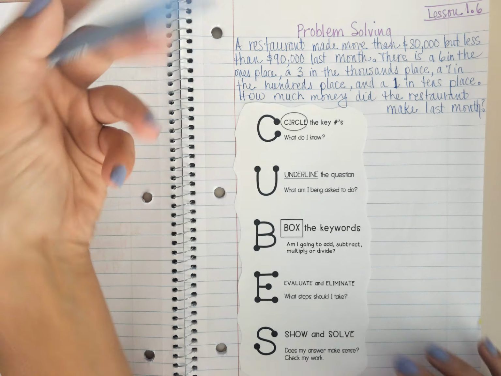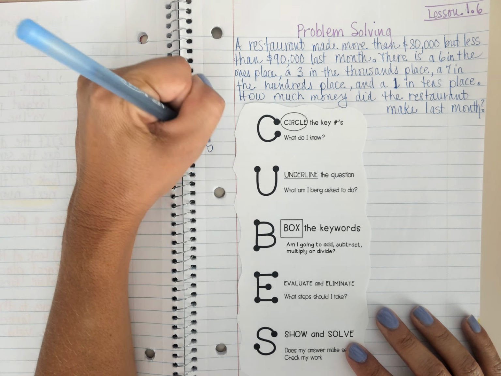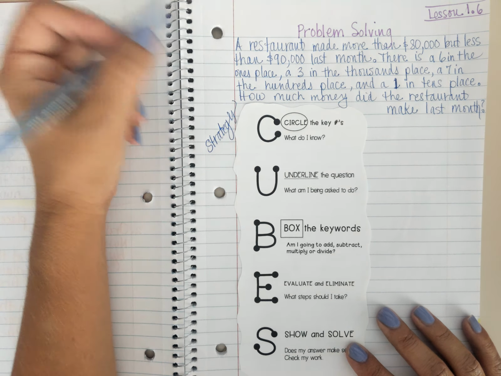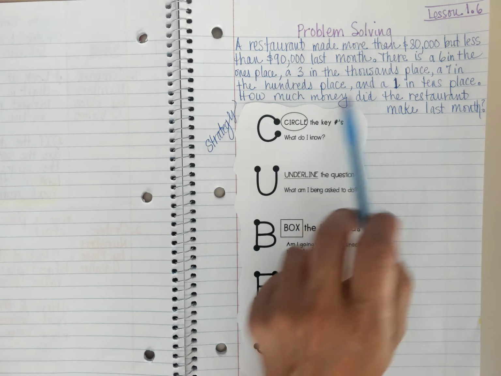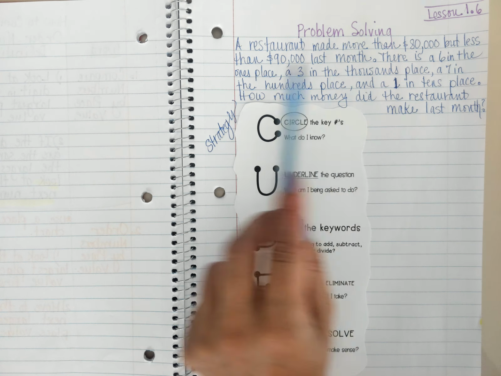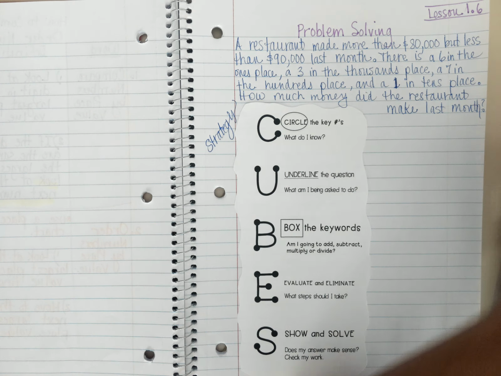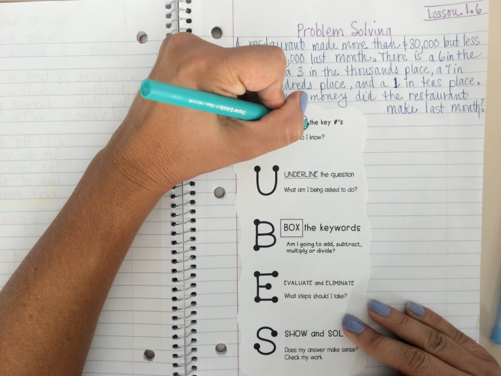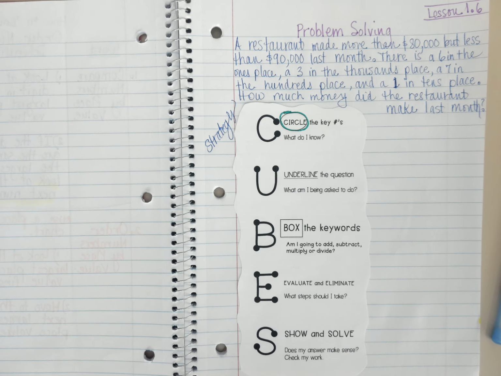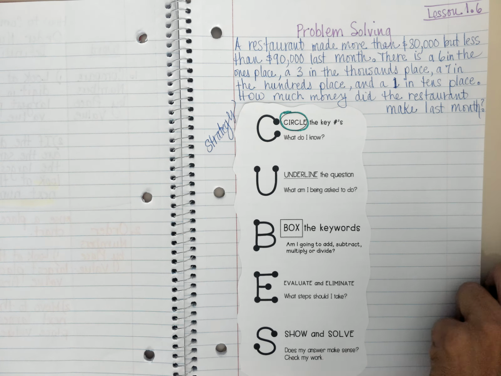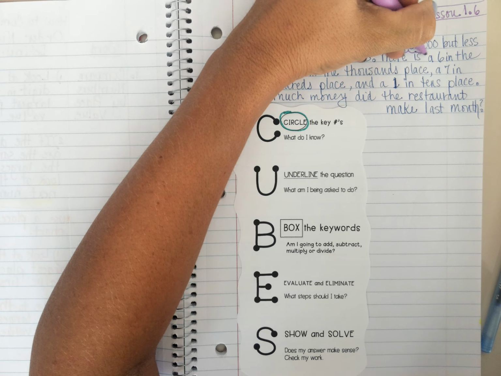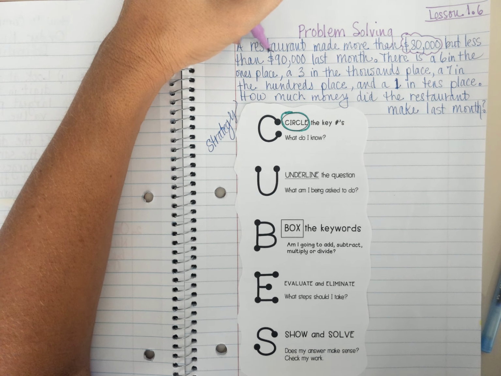Okay, so I'm going to call this a strategy, and I'll label it that. And the problem here says, a restaurant made more than $80,000 but less than $90,000 last month. So looking at our strategy, it says circle key numbers. So I'm going to circle some important numbers that I've read so far, and they are 80,000 and 90,000.